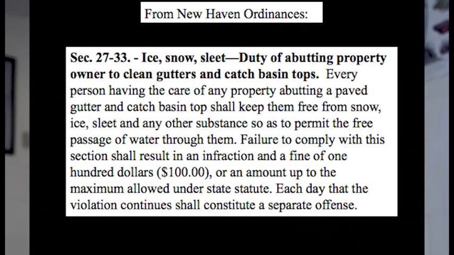I'm sure that this $100 fine has probably never been levied on anyone, but in theory, tomorrow when it snows, you're supposed to be out there with your snow shovel. Forget about it.